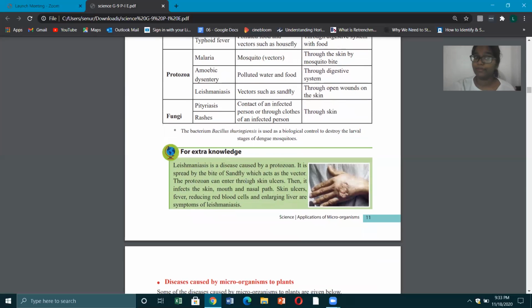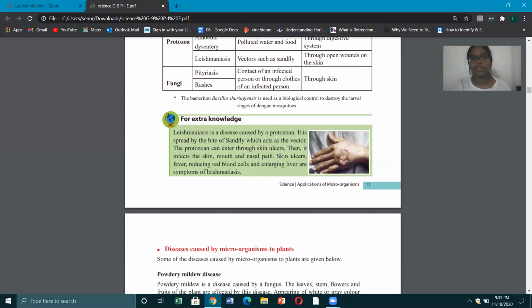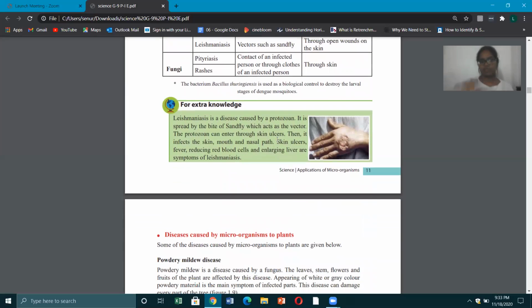Okay. The bacterium Bacillus thuringiensis is used as a biological control to destroy the larval stages of dengue mosquito. So it's a small part where they have given this bacterium is used in order to destroy larval stages of dengue mosquitoes. So if you see mosquitoes are going to breed, there's a tire which has water and there are mosquitoes. And if you think it's the larval stage, so you can put the bacterium called Bacillus thuringiensis in order to destroy that. Okay.